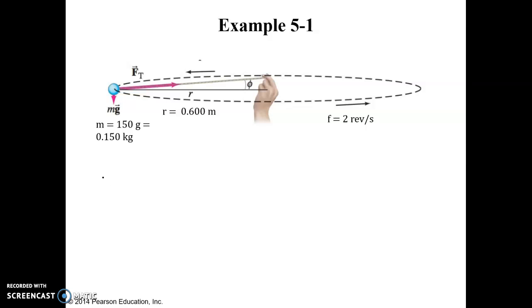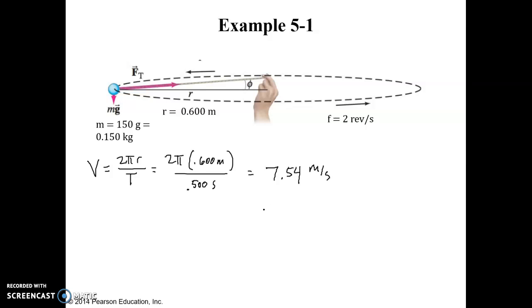The first thing we want to do is determine the velocity of the ball. The velocity is 2 pi r, that's the circumference of the circle, divided by the period. How long does it take to travel around the circle? So that's 2 pi times our radius of 0.600 meters, divided by the period, the amount of time it takes to go all the way around, 0.500 seconds. That should give us 7.54 meters per second as the velocity.